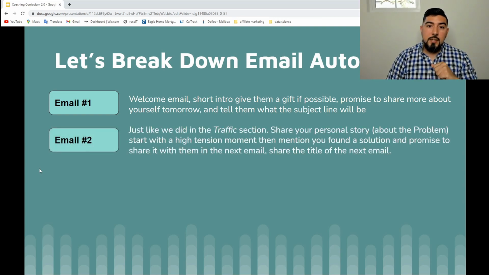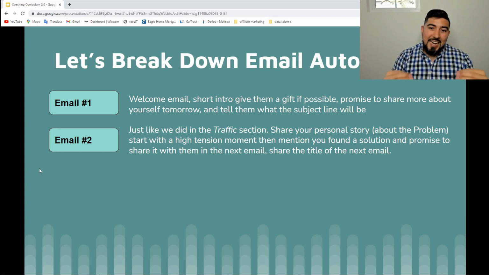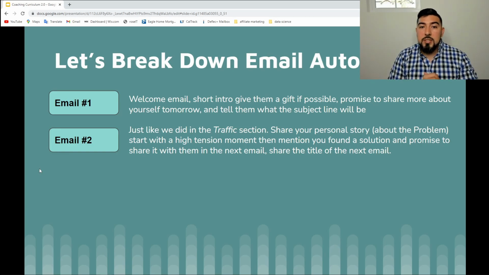Email number 2. It is just like we did in the traffic section. You want to share your personal story. Of course, it's going to be about the problem. Right? So you want to start with the moment that is high tension, and then that's the moment that you found a solution. You don't tell them what the solution is, okay? But you just tell them like, oh, I was in trouble, things were rough, and then I found a solution. And you're going to say, and I'm going to tell you what that solution is tomorrow. And again, you're going to give them the title of what tomorrow's email is going to be.